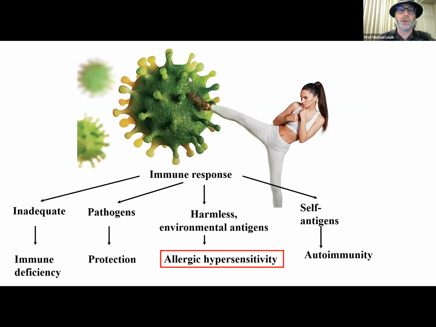So first of all, we're talking about an allergic condition, which is one of the many different ways that the immune response can be aberrant. If it's inadequate, you can have an inborn error of immunity or an acquired immune deficiency. If it is directed against harmless environmental antigens, that's when we get allergic reactions. You can have direction of the immune system against self-antigens leading to autoimmunity. But obviously what we'd really like it to do is to fight off pathogens, and lead us to have good protection against infections.